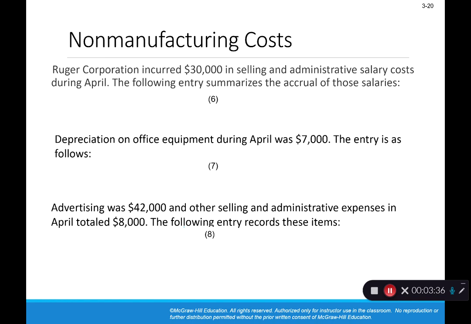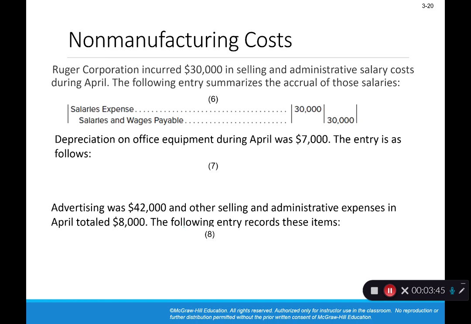So if we had selling and administrative costs, we would have a selling and administrative salary expense and the related payable for number 6. So salary expense goes up with debits, and then if we haven't paid it, our liability, we owe it, would go up with a credit.